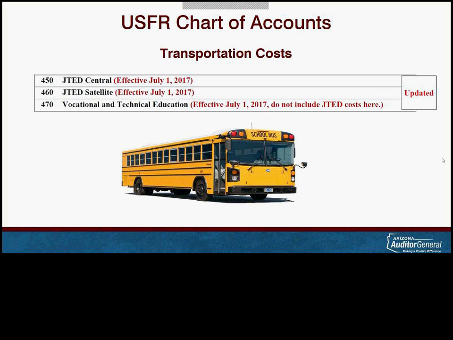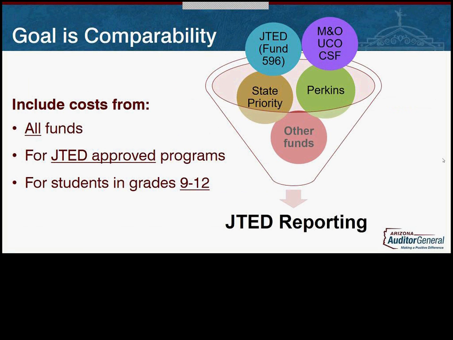Now keep in mind that when you implement the new program codes described on this slide and in the 300 range at your district, they should be used to record costs in the accounting records as they are incurred, so that no allocation of these costs would be needed later for reporting purposes. So again, the ultimate goal is comparability.